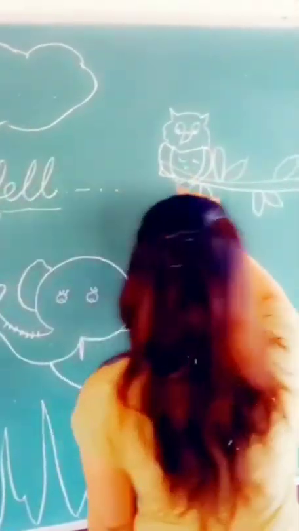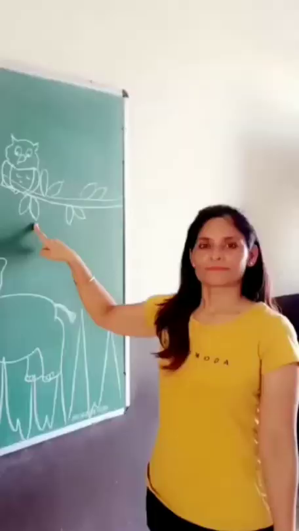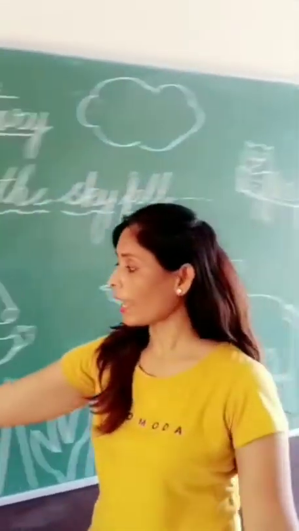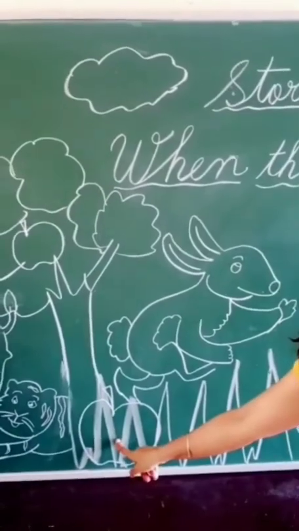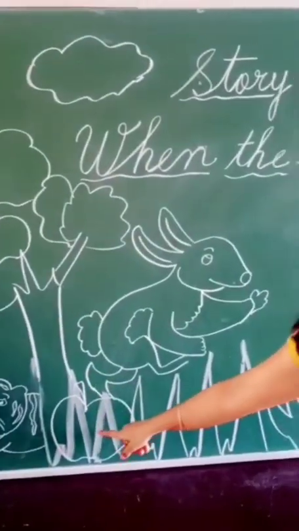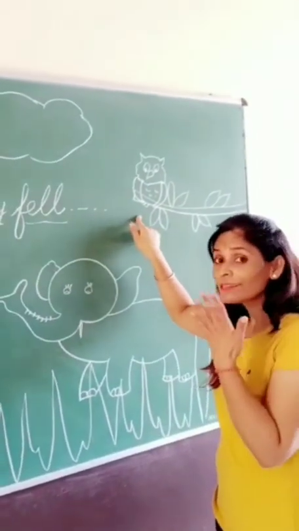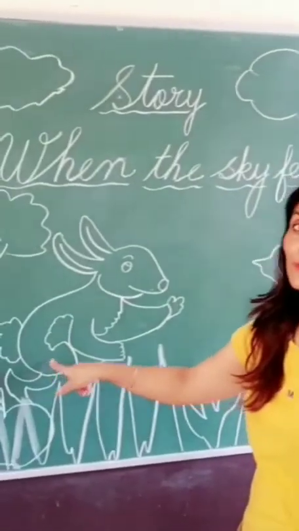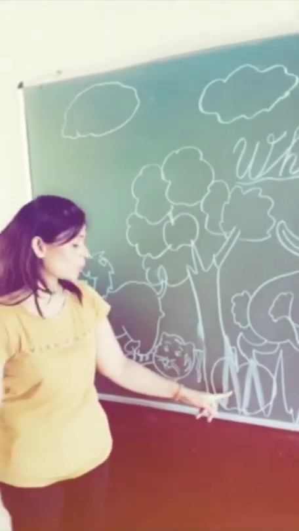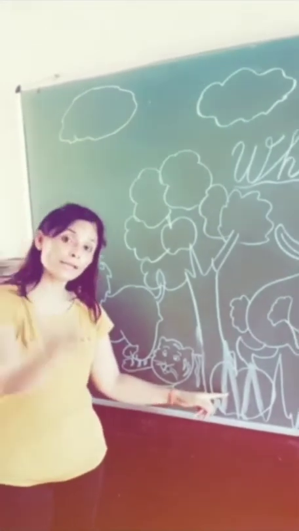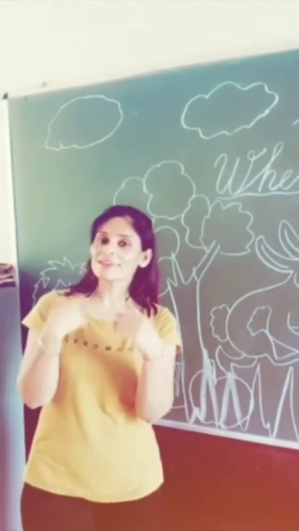An old owl was watching all this. He took them to the apple tree. There was a big red apple under the tree. He laughed and told them that it was the apple that had fallen down, not the sky. Everyone started laughing.